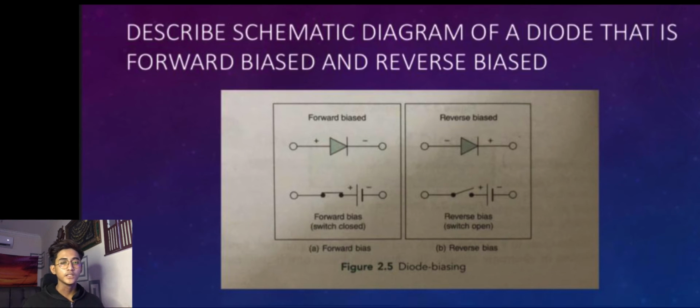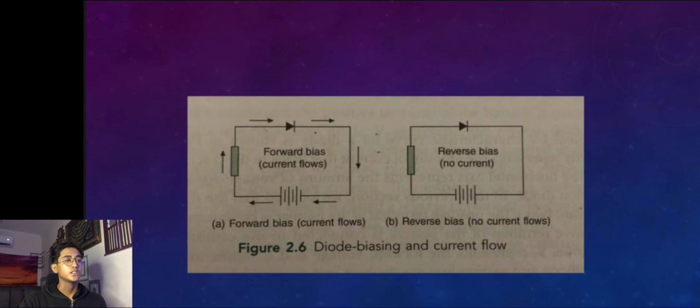On the other hand, if the anode terminal of the diode is negative with respect to the cathode, the diode is said to be reverse biased, as seen in figure 2.5b. In this condition, the diode is equivalent to an open switch. This is a picture of forward bias, where current flows, and reverse bias, where there is no current.